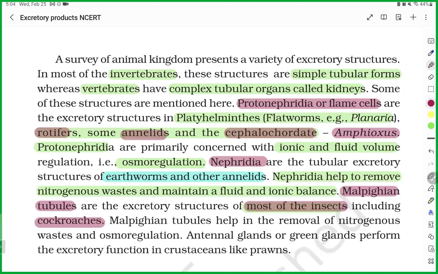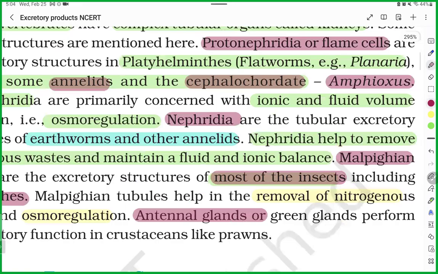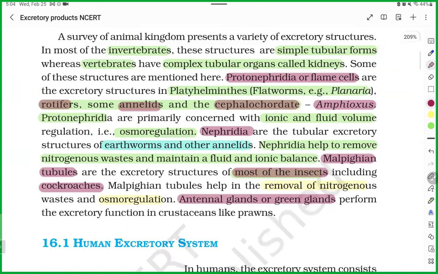So what is the function of Malpighian tubules? Same, removal of nitrogenous waste and osmoregulation. This is not asked, I am surprised why. Antennal gland or green gland: the excretory system in the case of prawn. You must have eaten this crustacean, prawn, a lot.